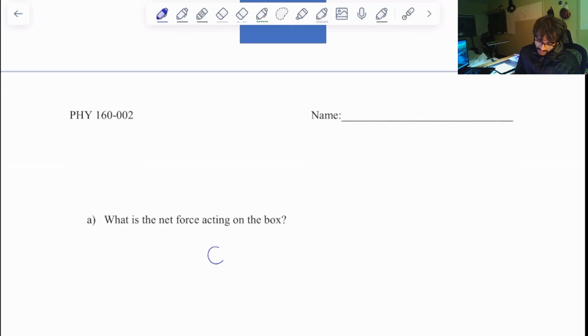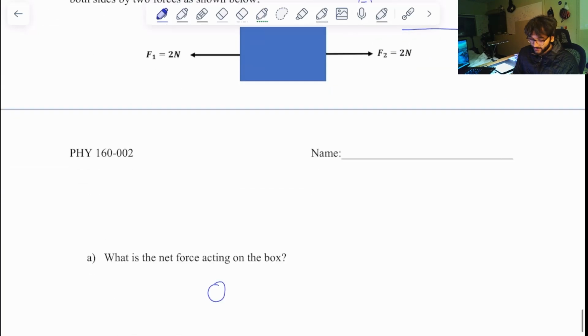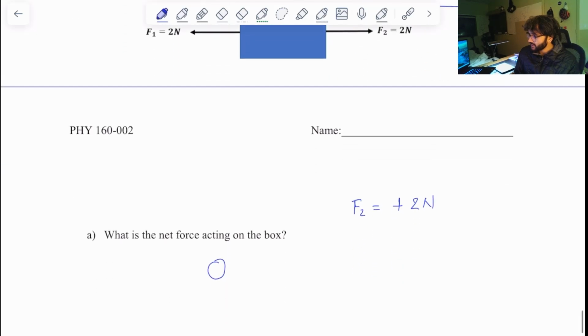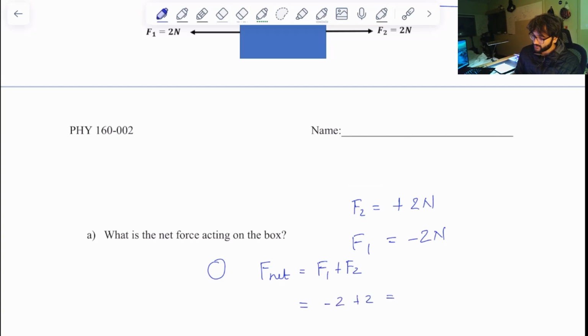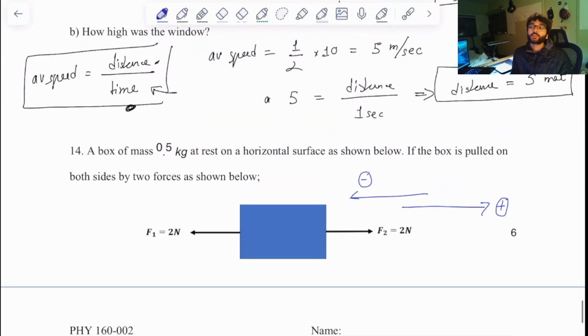Sometimes some people like to think that whatever is towards the right is going to be positive, and whatever is towards the left will be negative, right? So F2 is positive 2 newtons, F1 is negative 2 newtons, and F net is F1 plus F2, which is minus 2 plus 2 equals 0. If you like to think that way, you can think that way as well. By just looking at it, you can also say that the net force is 0.